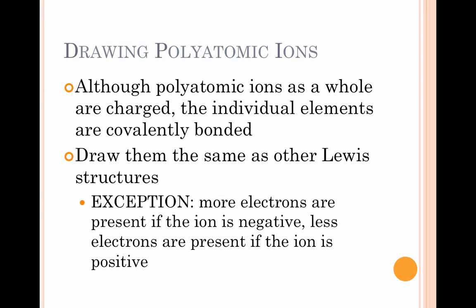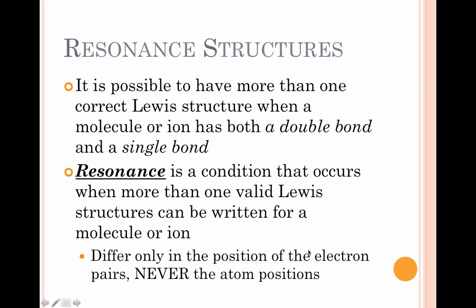A couple of exceptions here. First of all, drawing polyatomic ions. A poly, which means many, atomic atom. So a polyatomic ion is a many atom ion. You draw them like Lewis structures, except the more electrons are present if the ion is negative, less if it is positive. Resonance is a condition that occurs when you have more than one valid structure.